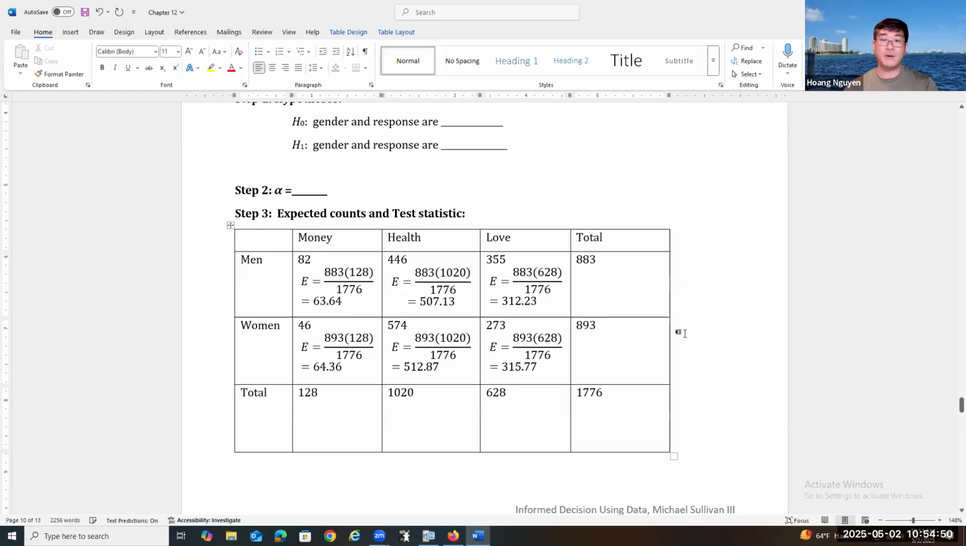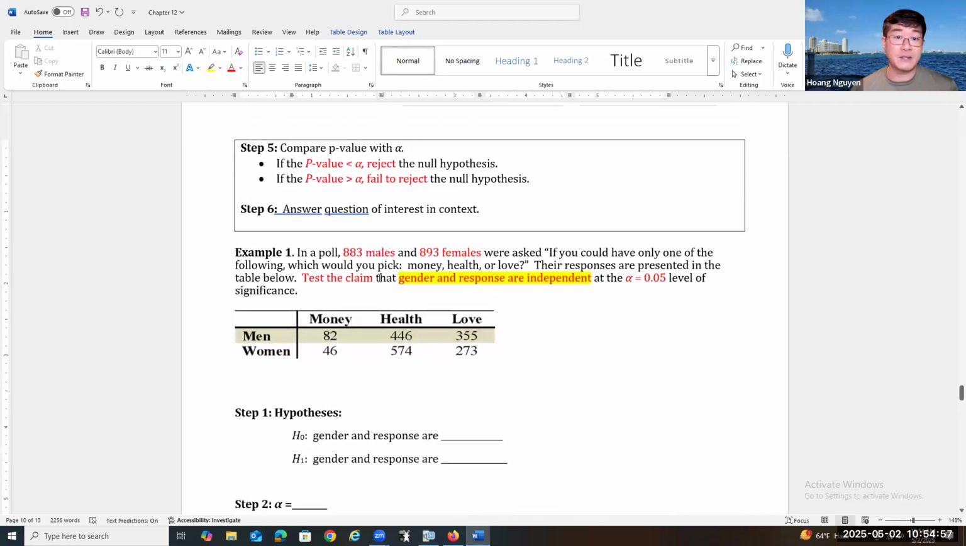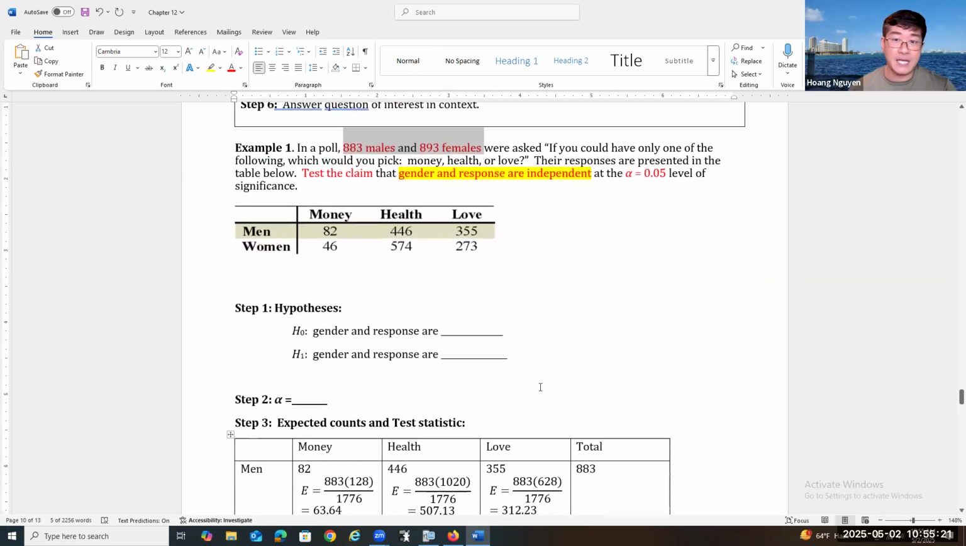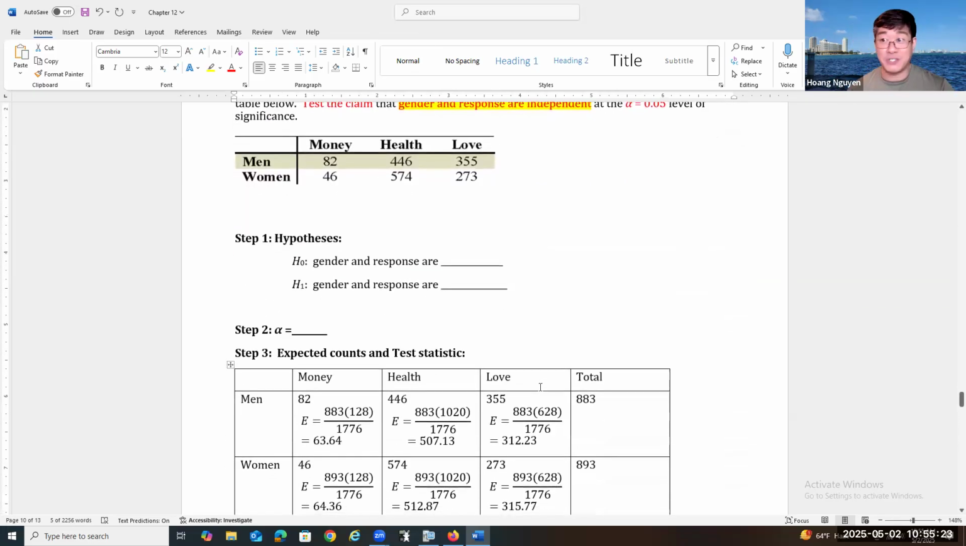Based on the calculation of the expected values, you can use them to double check the conditions, right? The first condition is that the males and females we selected are a random sample. The second requirement is that all of the expected values are at least one, and we don't have any expected value less than 5. So the condition should be okay. That's step number 3, double checking the condition.